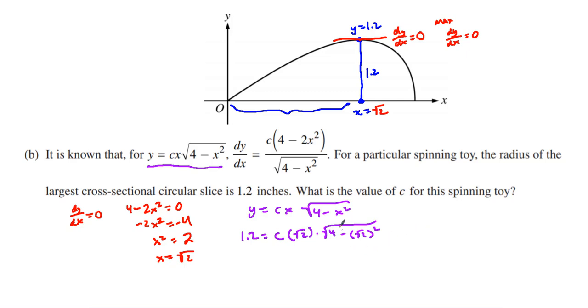So let's think about what this is. We have 4 minus 2 is 2. So we have the square root of 2. So we have c times the square root of 2 times the square root of 2, which is equal to 2c.